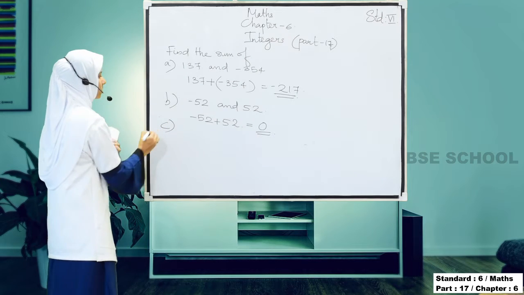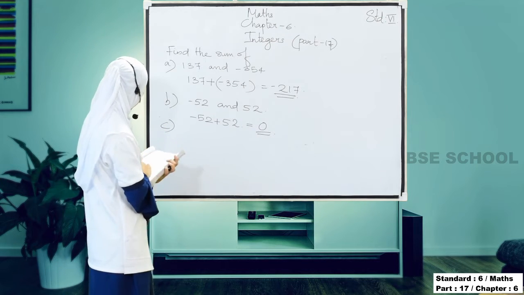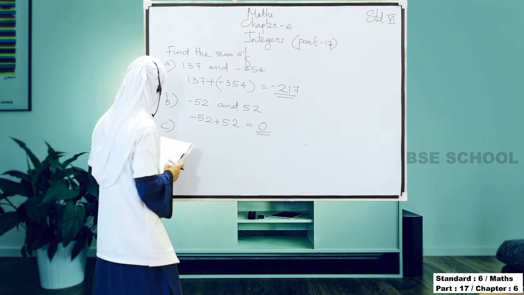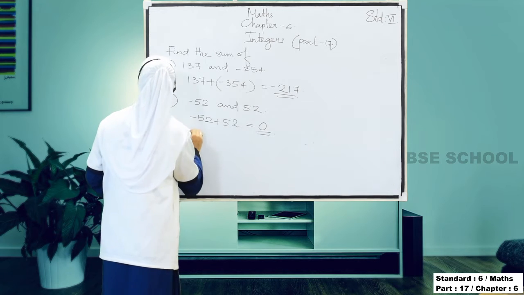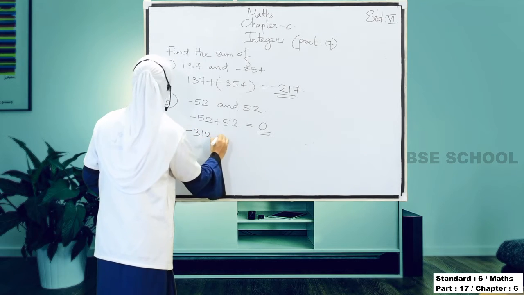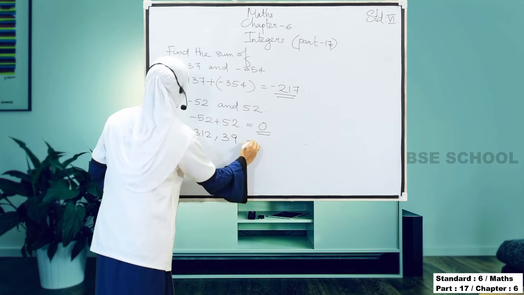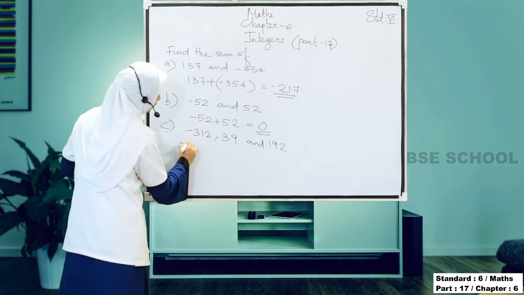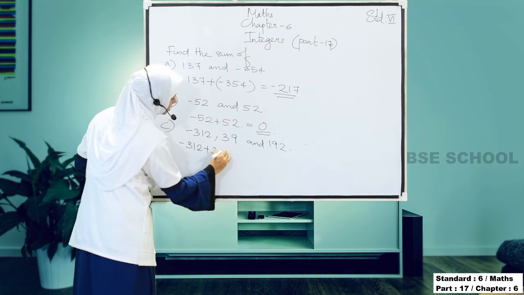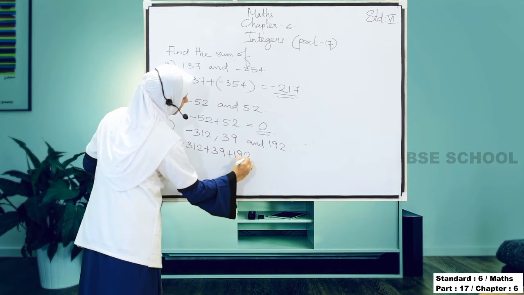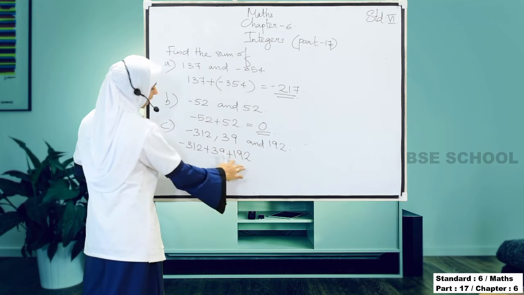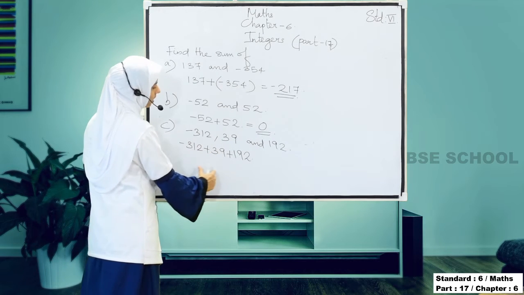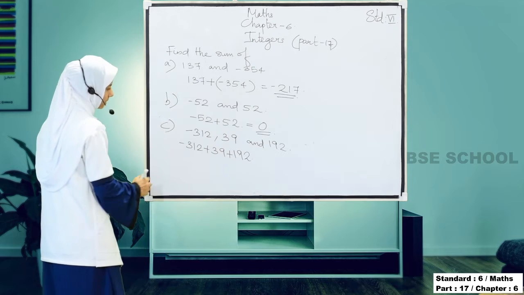So question number C. Minus 312, 39 and 192. Okay, first we have to add these three numbers. When three numbers come, first we have to take the sum of the first two numbers, then we will get one answer, then we have to add the other number with the answer, and we will get the final answer.